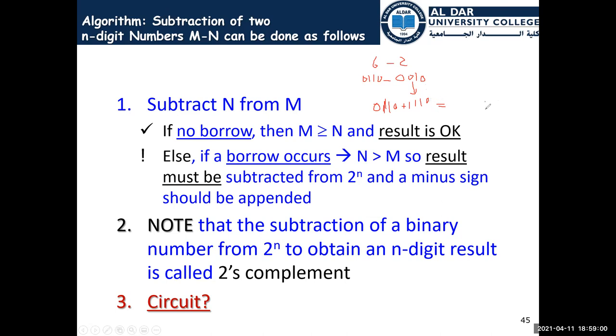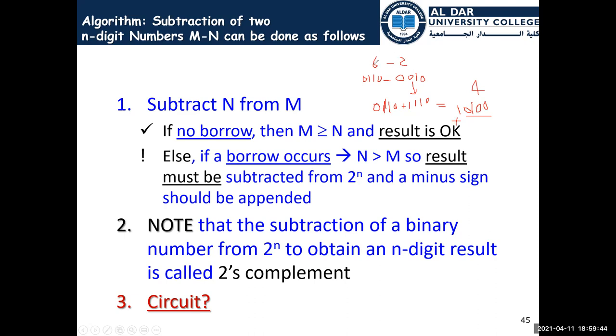So, make it easy: 0 plus 0 is 0, 1 plus 1 is 0 and the carry is 1. And 1 plus 1 plus the carry of 1 is 1 with a carry of 1. Again, 0 plus 0 is 0, 1 plus 1 is 0 and the carry is 1. Then 1 plus 1 plus 1 is 1 with a carry of 1. This means the result is a positive result, and the result is 4, which is expected here. 6 minus 2 is 4.